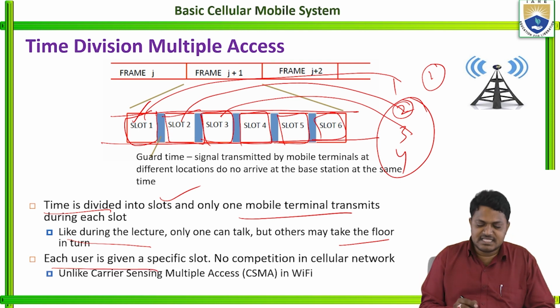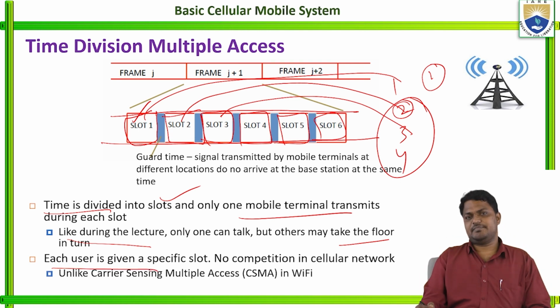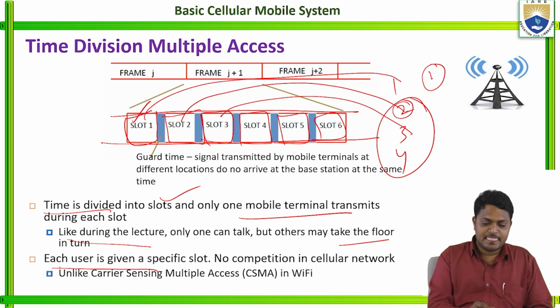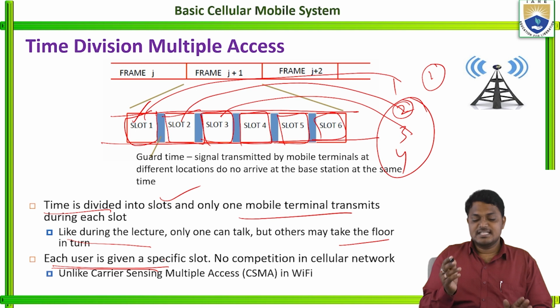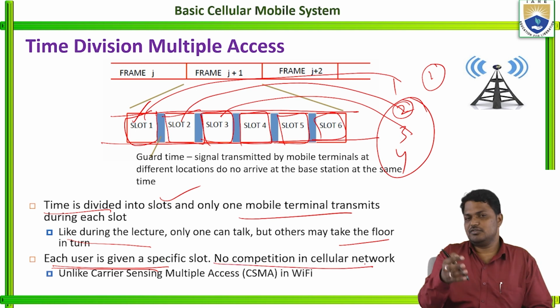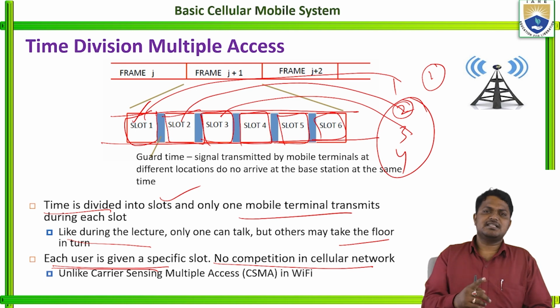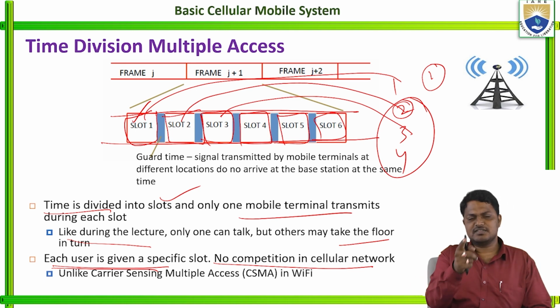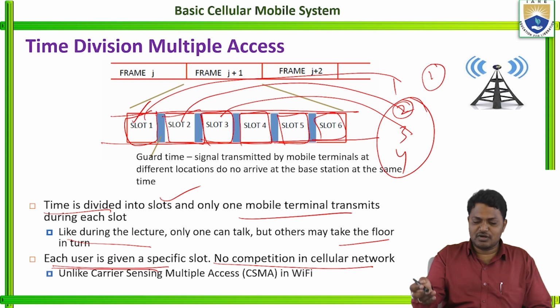Each user is given a specific slot, as I just explained. So there is no competition, because each slot is allocated to a single user only. That's why there is no competition in the network.